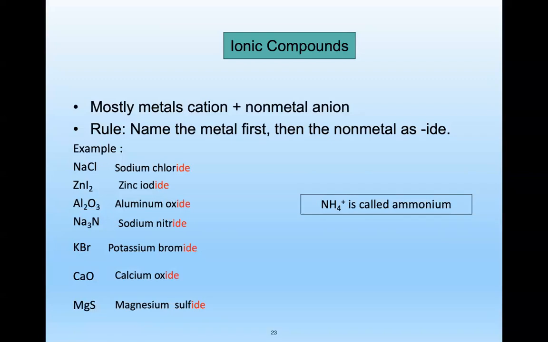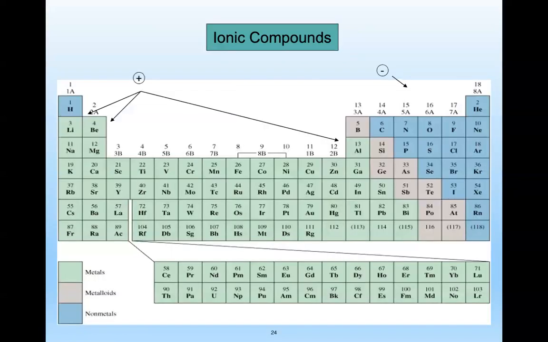What about NH4? We know N before has 3 bonds. Now N has 4 bonds. So we must call it ammonium, IUM, right? Here it is in the periodic table, positive and negative.